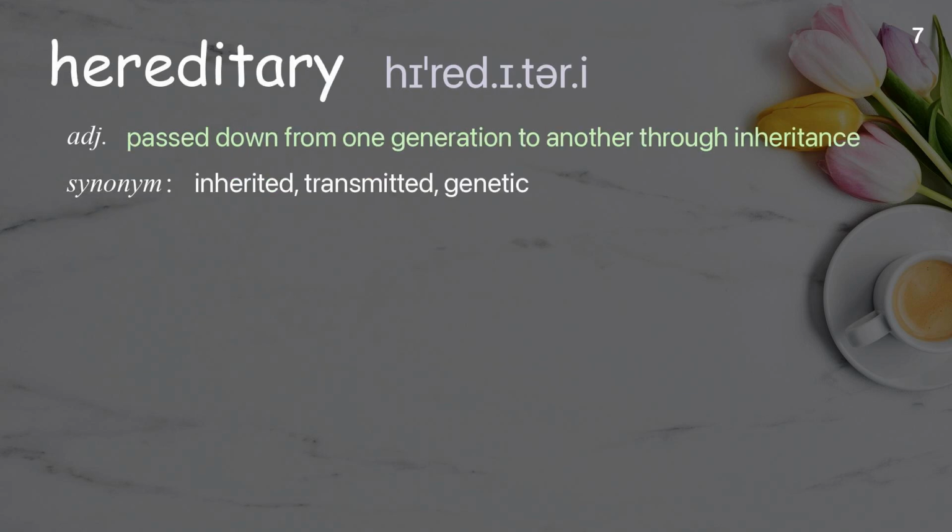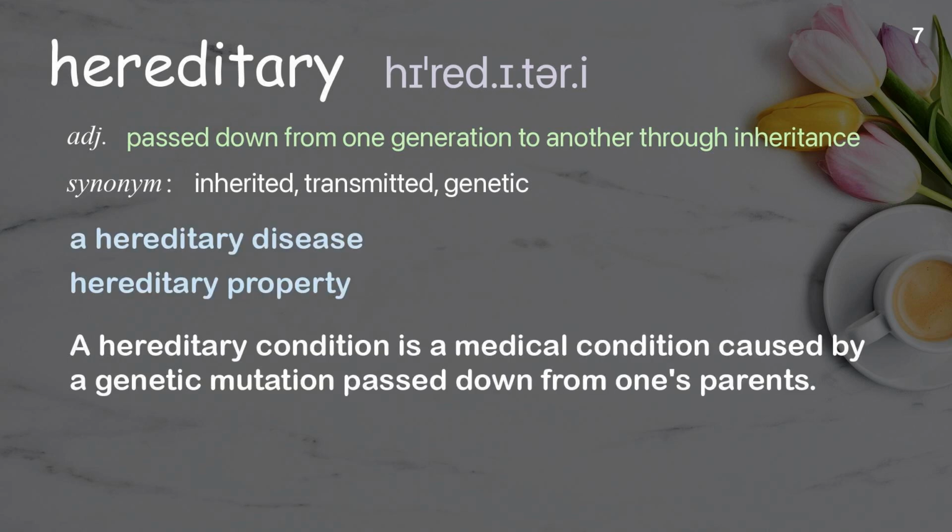Hereditary. Passed down from one generation to another through inheritance. Examples: A hereditary disease. Hereditary property. A hereditary condition is a medical condition caused by a genetic mutation passed down from one's parents.